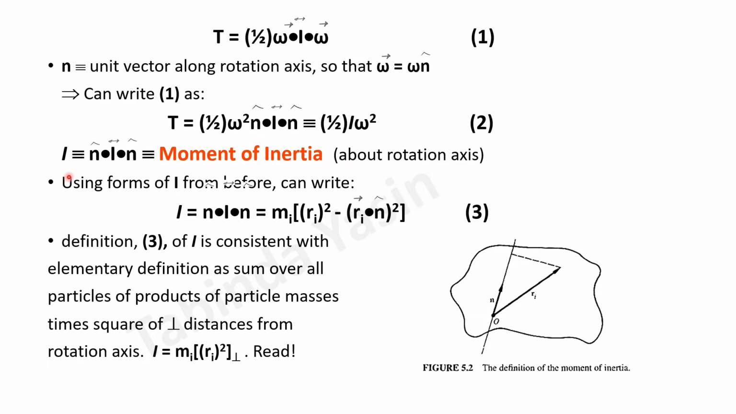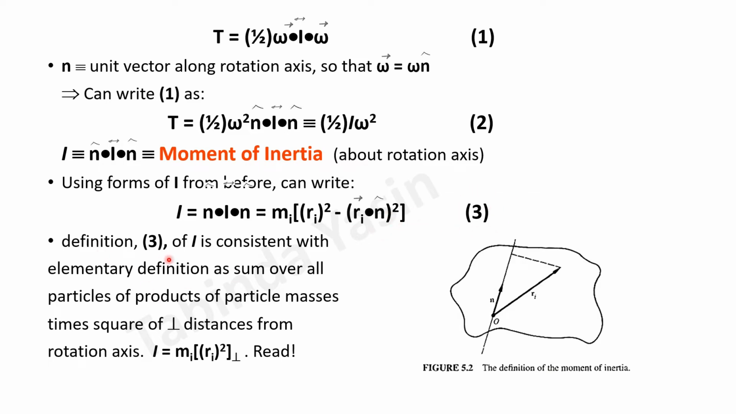Here capital I is equivalent to n, the unit vector, dot the inertia tensor dot n, and that is the moment of inertia about the rotation axis. So in place of that we write I. Using forms of I from before, we can write I equals n dot I dot n, and from previous we can write this as the sum of m_i times r_i squared minus (r_i dot n) whole squared, which is equation number 3.